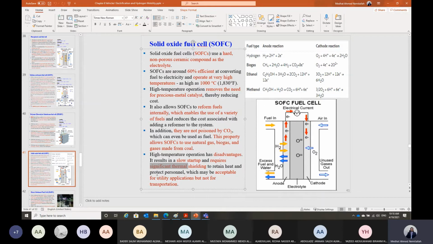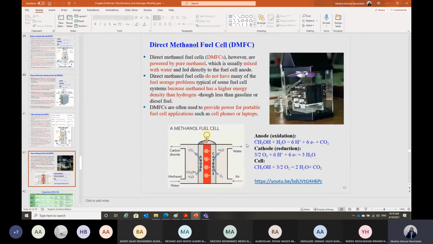In those utilities we can just provide this kind of thermal shielding. But if I use this one in transportation, in vehicles, then in this case we cannot protect too much about this very high temperature. Otherwise we have to spend some money to have a kind of effective thermal shielding to prevent it from harming or hurting the people. Okay, this is a solid oxide fuel cell.